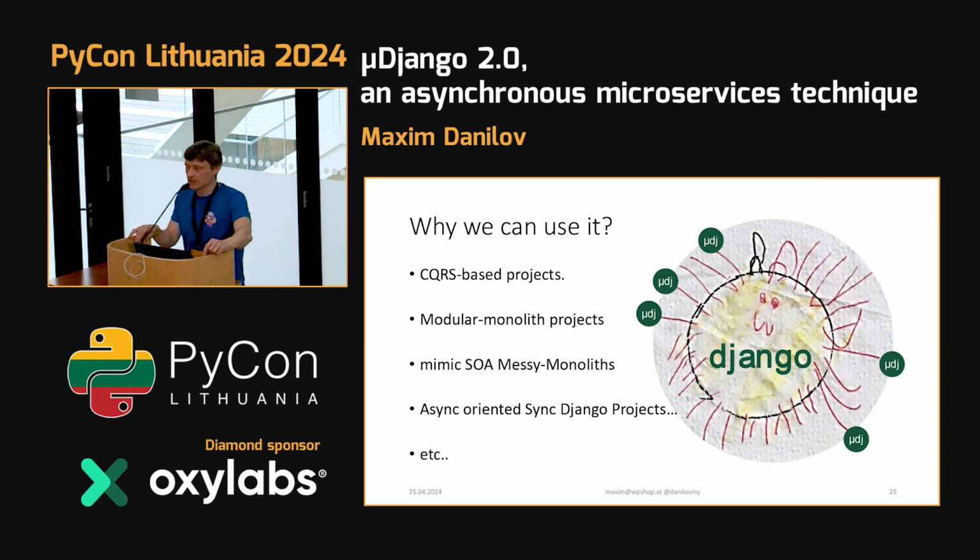Also, if a messy monolith thinks it is a service-oriented project, in this monolith we can use these services like in the picture. We have a big monolith and we can add micro Django services for this. And also for an async-oriented sync Django project, if you want to run some views in async mode, you can create a micro Django project only to run something in async mode, etc.